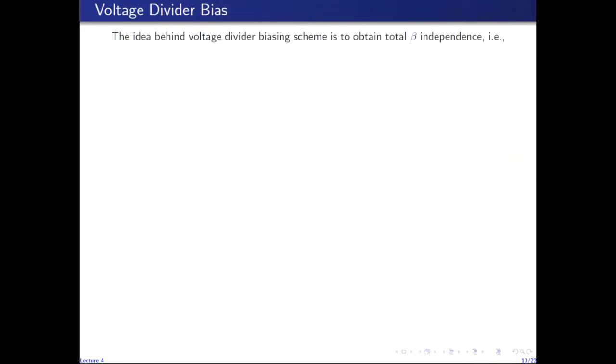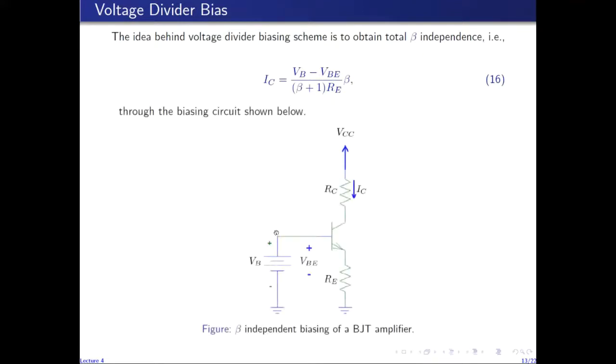So the next scheme, which is perhaps the most commonly used biasing scheme, and is called the voltage divider biasing scheme, is motivated by the idea of obtaining a collector current which is independent of beta. So we would like to obtain a collector current which is given by an expression like this, in which beta and beta plus 1 almost cancel each other, and IC becomes beta independent. So this collector current is given by this biasing circuit.